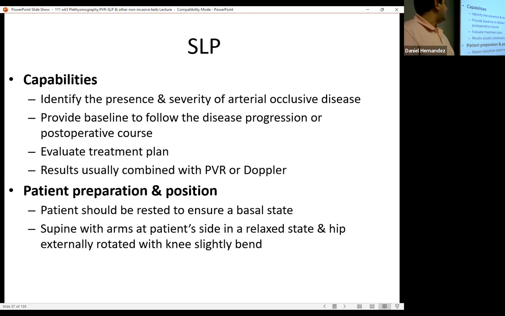This helps us identify the presence and severity of arterial occlusive disease. We can use it as a baseline pre and post operative, and evaluate treatments that we've potentially done. This should be done in a resting state, unless we're doing the exercise treadmill test, but it should be done when the patient is rested.